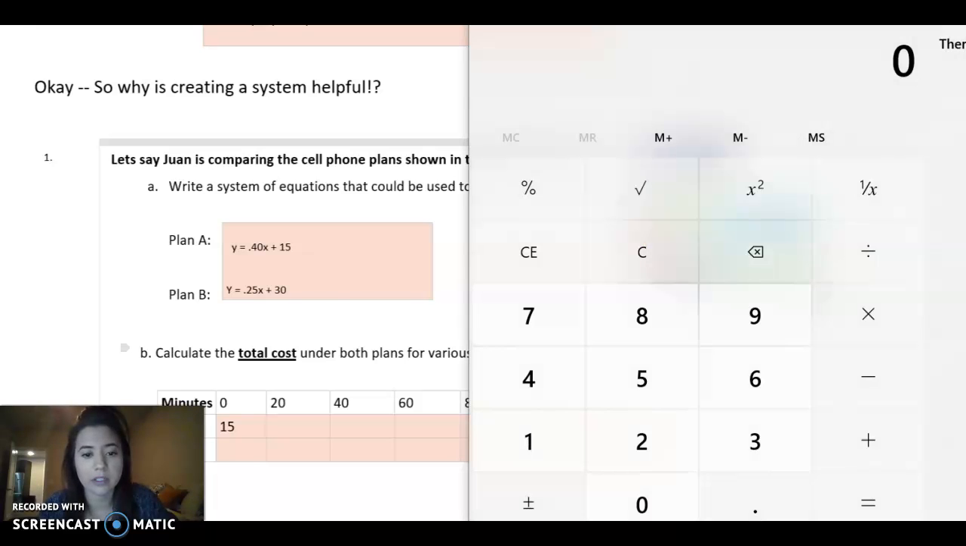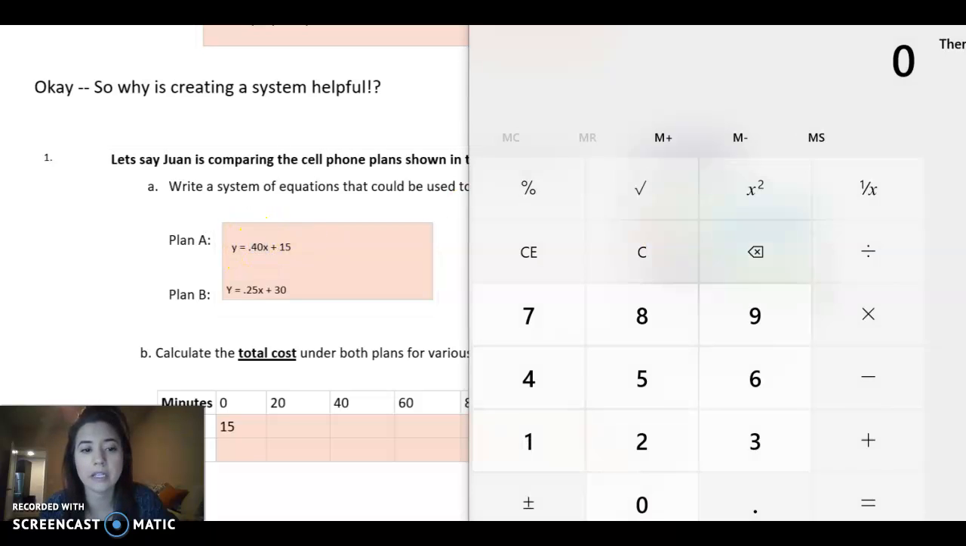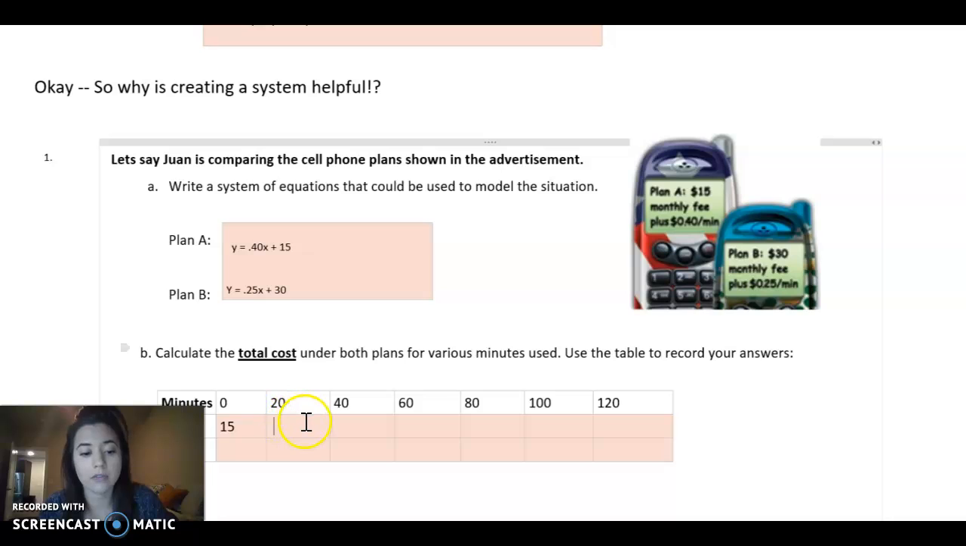20 minutes is where things get challenging. So we're going to do 20 times 0.40, because it's 40 cents a minute. So 0.40 times 20. That means it's $8 for those 20 minutes. But then we have to add that $15 monthly fee. So it's $23 if you only use 20 minutes.